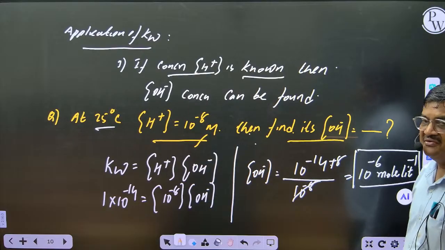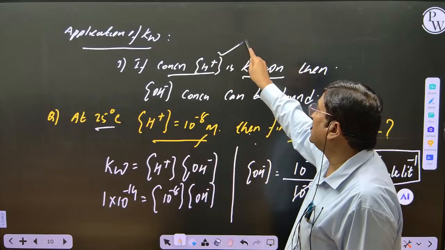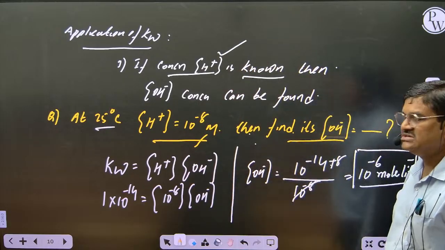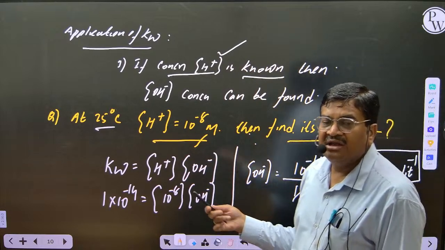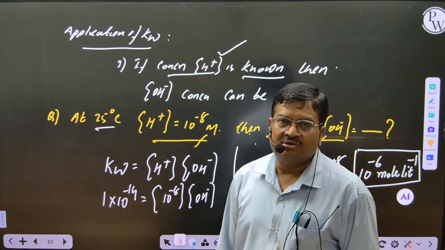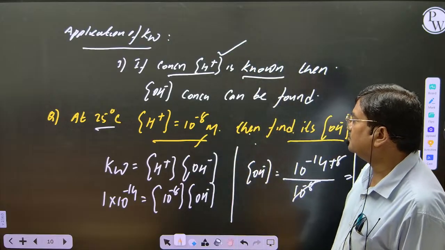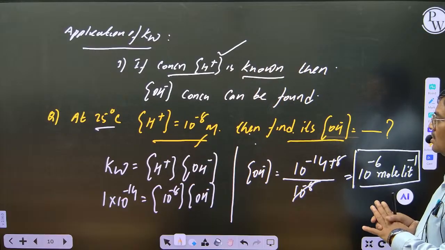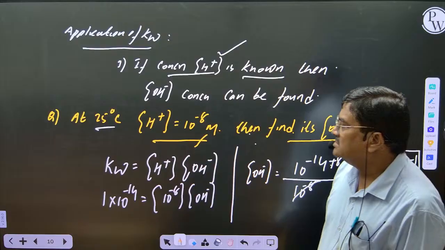So are we able to find, if we know the concentration of one, we can find out the concentration of the other or not? This is what the illustration will show. So this is application 1. Any one can be known, the other can be found. If H plus ion is known, OH minus can be known. If OH minus ion concentration is known, H plus ion can be known. Right, last, application 2. Copied, all of you? This is application 1.